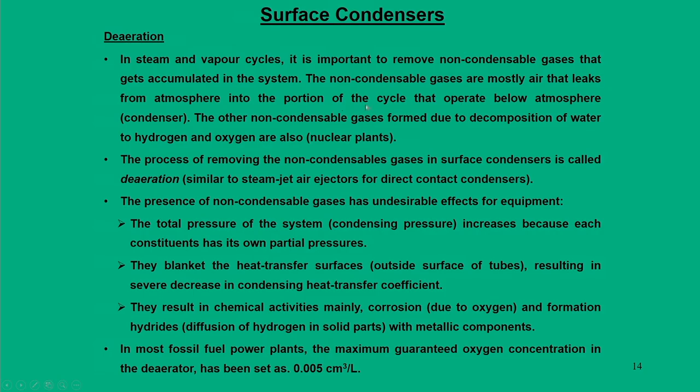And what are they? These non-condensable gases are mostly air that leaks from the atmosphere at various portions of the cycle, number one. Number two, there could be decomposition of water into hydrogen and oxygen, and they are mostly predominant in nuclear power plants. So, these things have to be removed in the condenser. Why do they have to be removed? Because the presence of those gases adds partial pressures, and when they have their own partial pressures, the total pressure of the system increases.